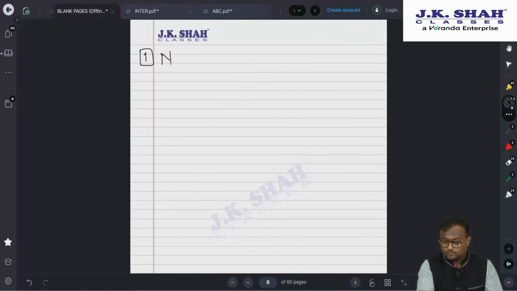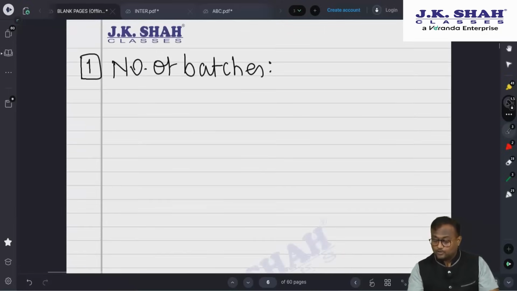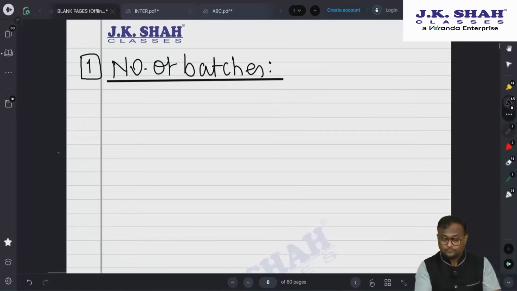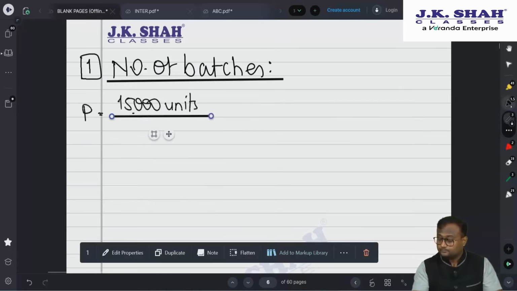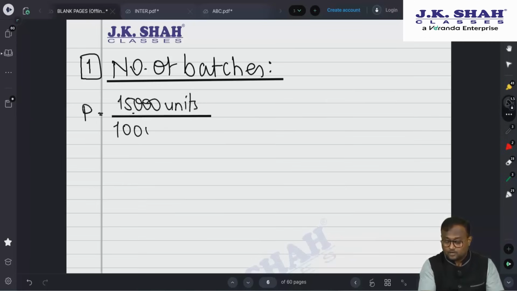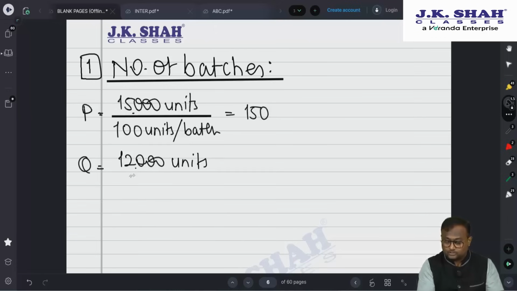Point number 1, number of batches. P, 15,000 units divided by 100 units per batch, 150. Q, 12,000 units.